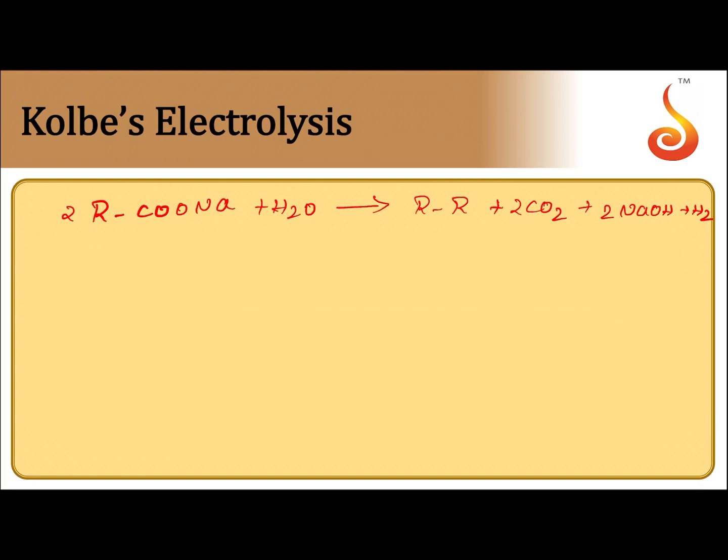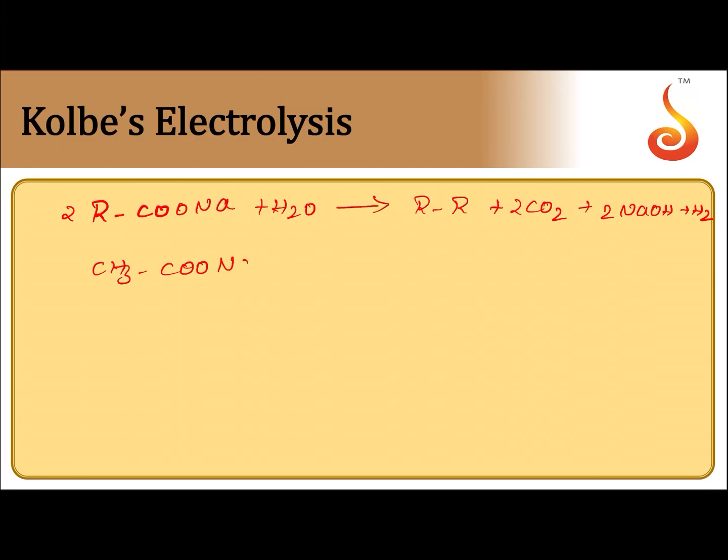Electrolysis of aqueous solutions of sodium or potassium salts of carboxylic acids gives alkanes having twice the number of carbon atoms present in the alkyl group of the carboxylic acid. This we have to remember carefully.